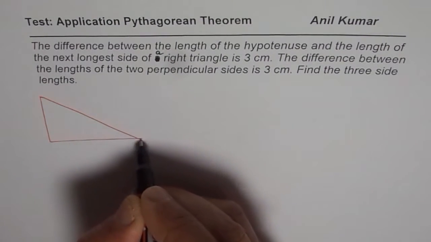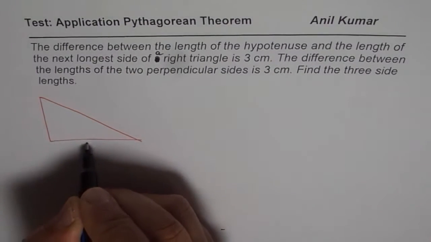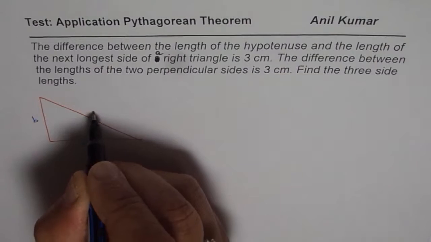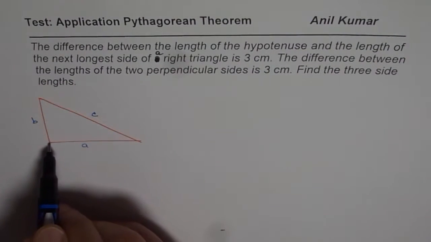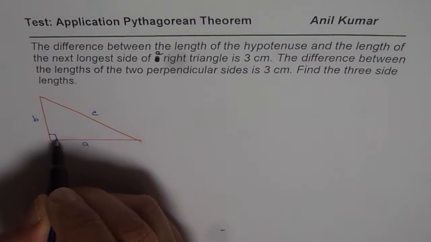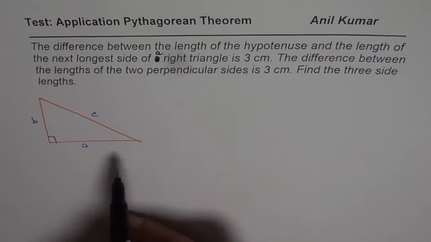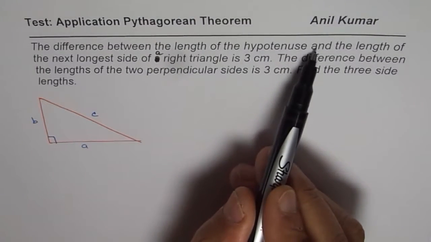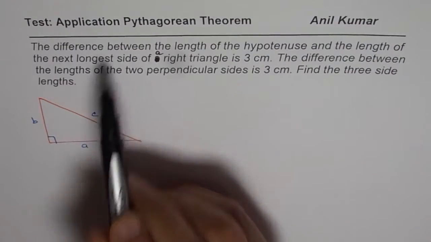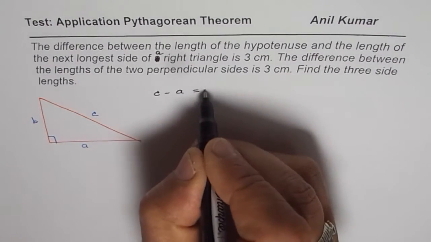And the relation between these three sides. Let us say the sides are A, B, and C. Now, hypotenuse is the longest side. We are taking base as A to be the second longest, correct? So, from the conditions given to us, we know that the difference between length of hypotenuse and the length of next longest, that means C minus A, is 3.